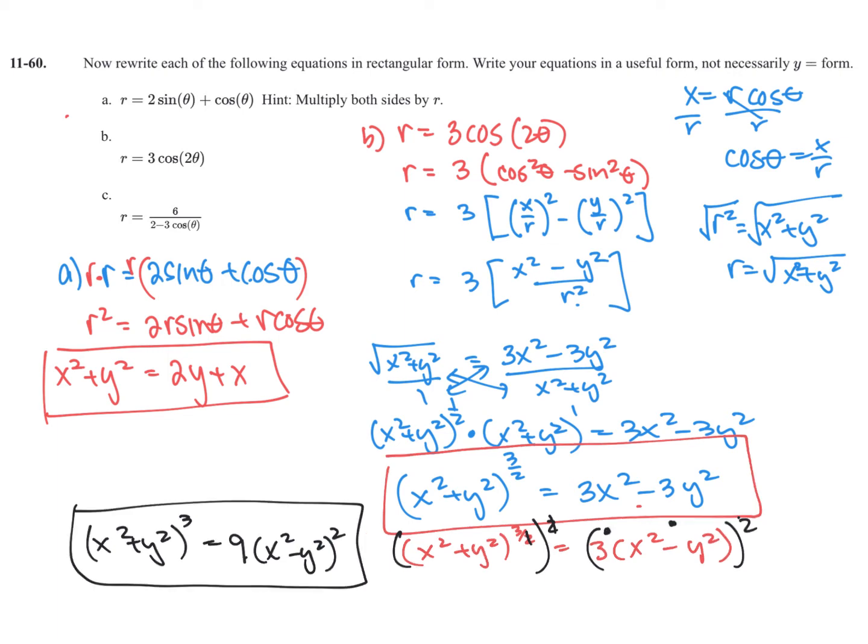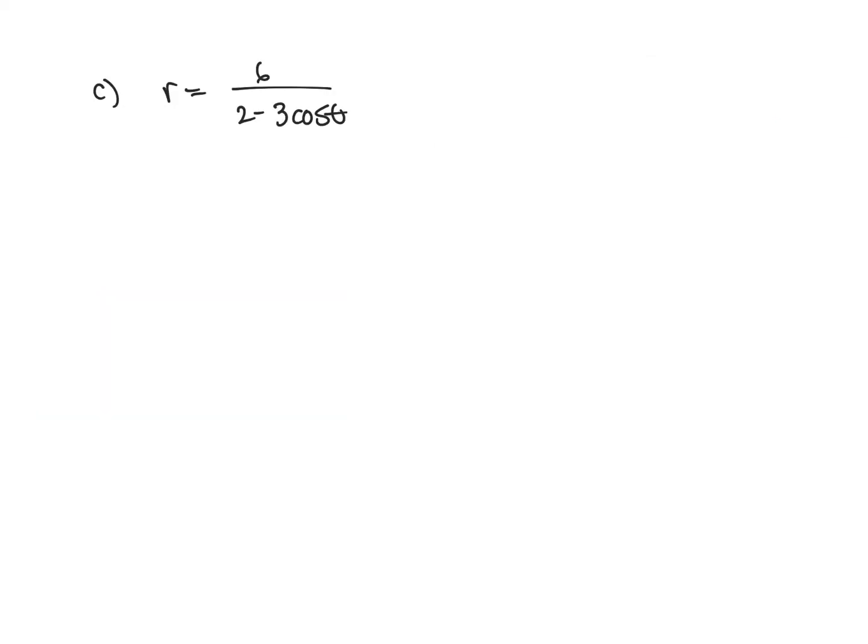Now, for letter C, I'm going to switch the page and I'll rewrite it back on the other side, and I'll go through C with you. So we'll be looking at r equals 6 divided by 2 minus 3 cosine theta. All right, letter C. So this one's a little trickier. So you could be trying different things, and you might want to try to square it, and that just comes into different things. So here's what I did.